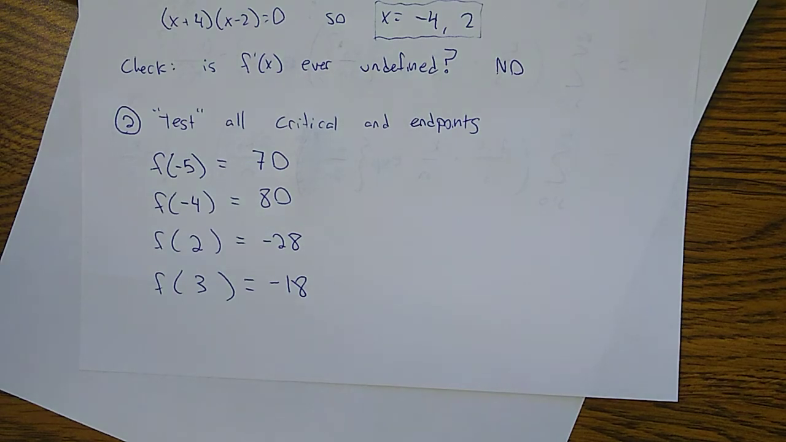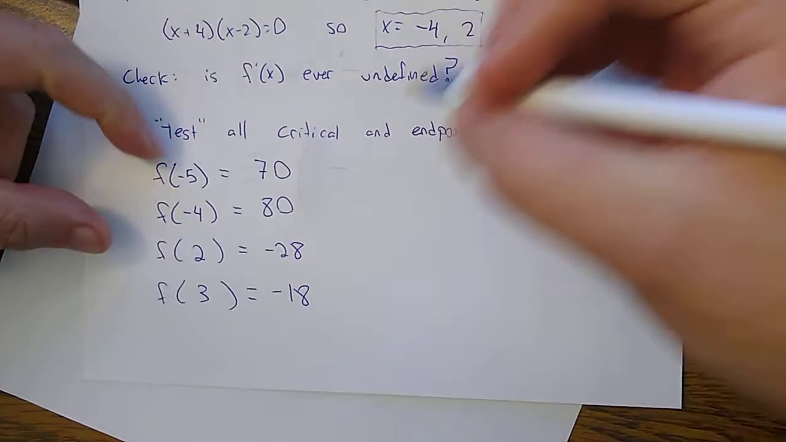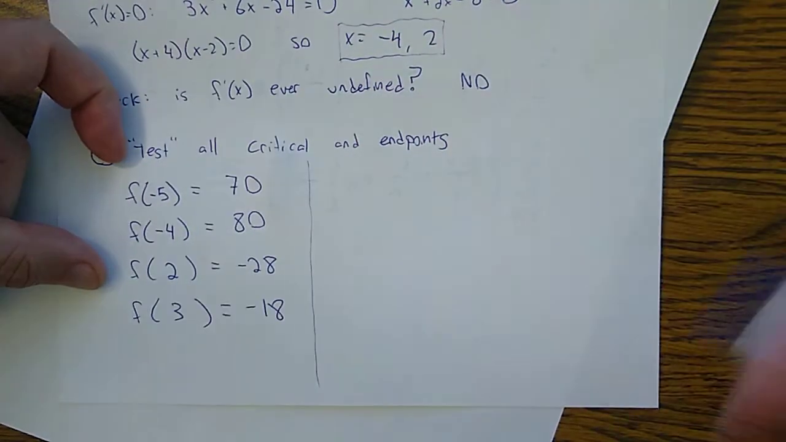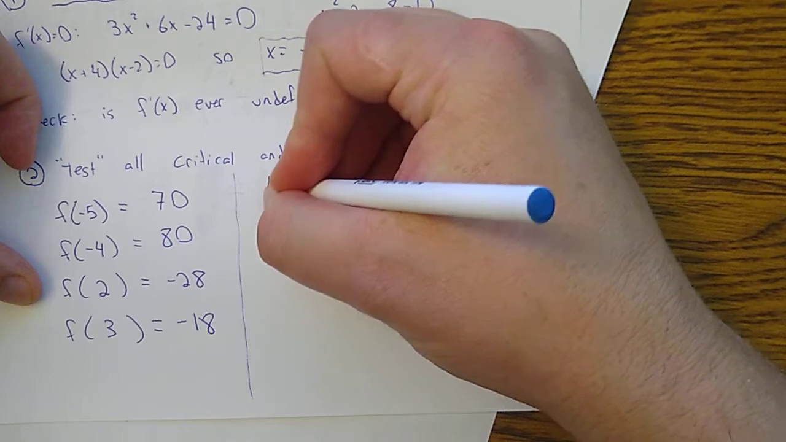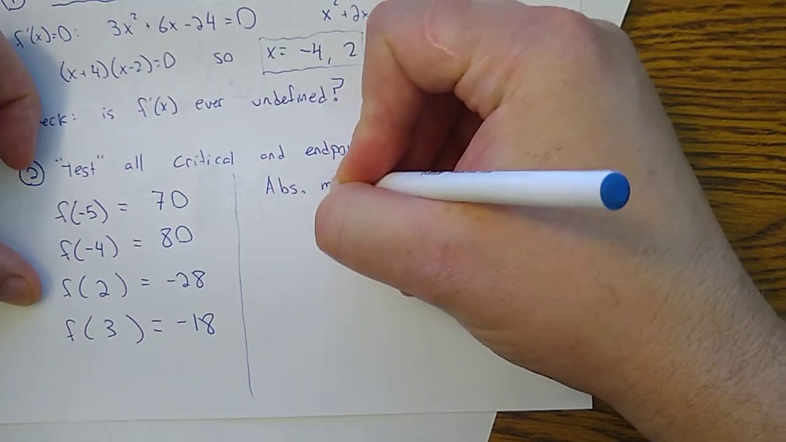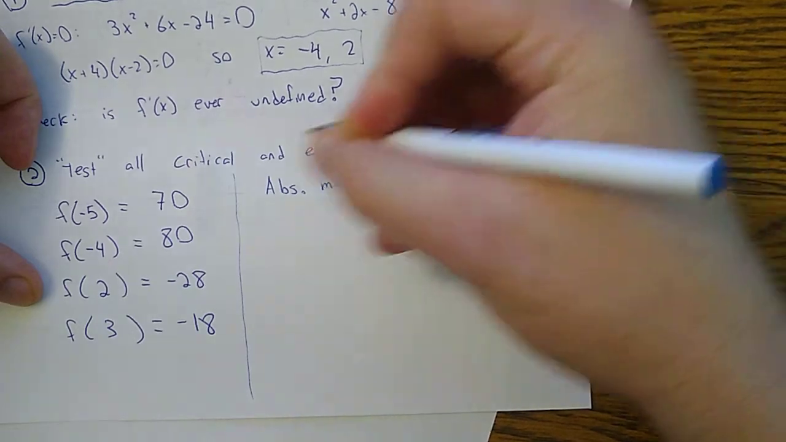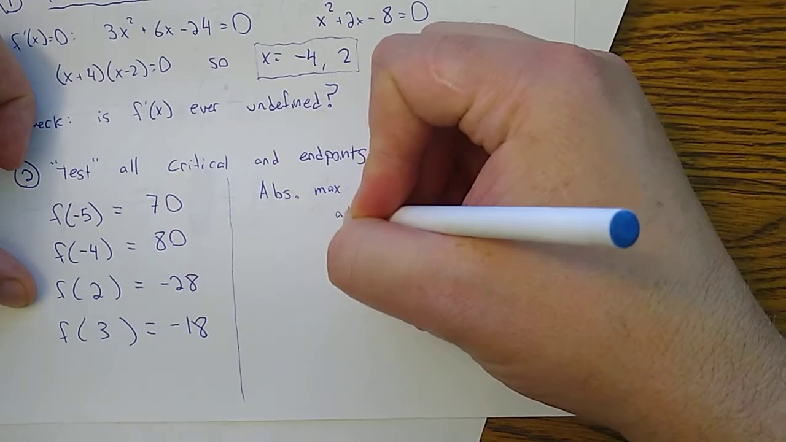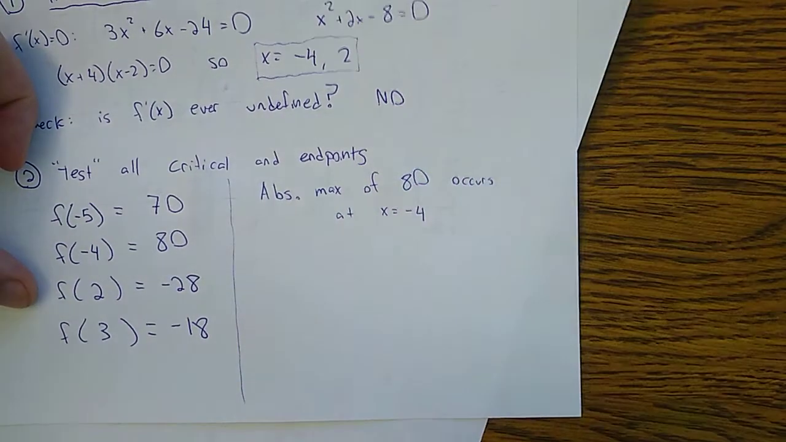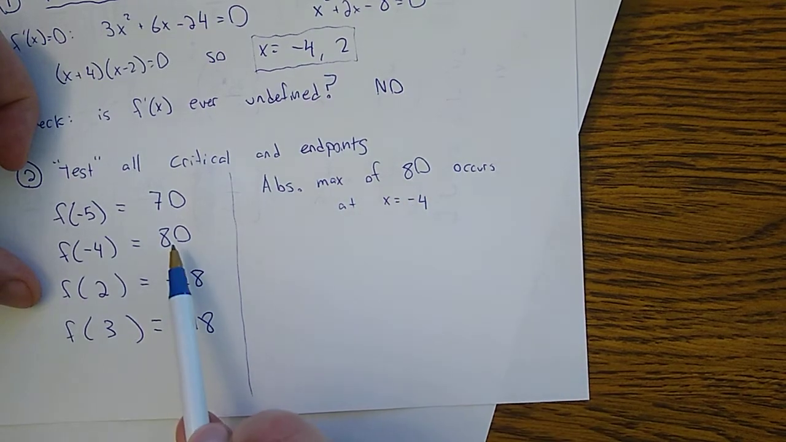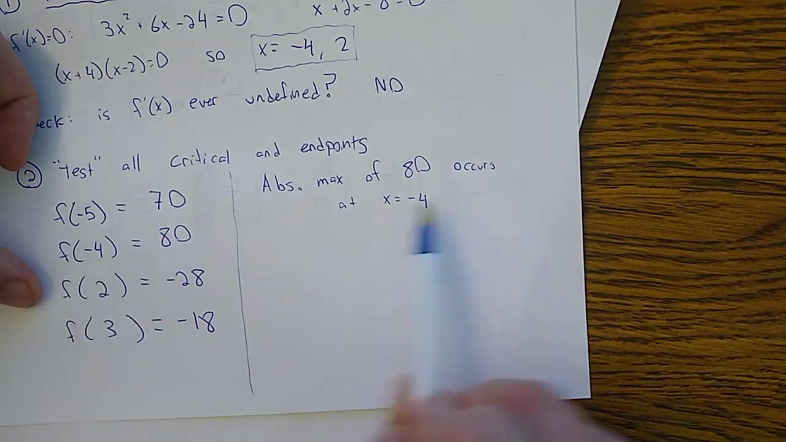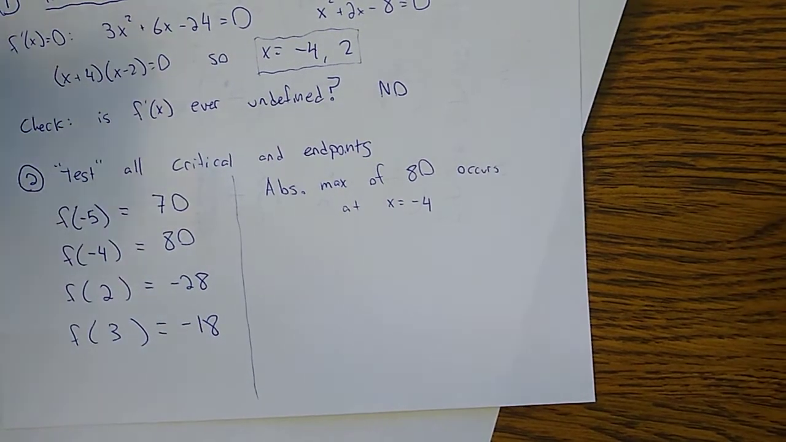And then it's simple from here. The absolute max is just the biggest number that I see, and the absolute min is the smallest number that I see. So here's how I'll state my answer. Absolute max of 80 occurs at x equals -4. Right? I put the 80 here. I call that the absolute max, and the x value is where it occurs. That's the language that I use.